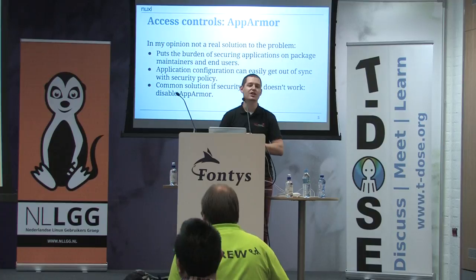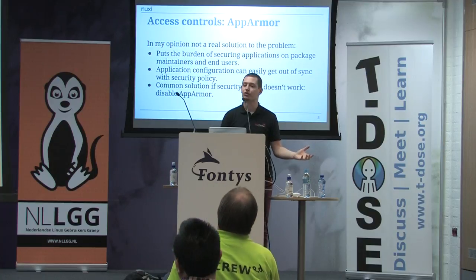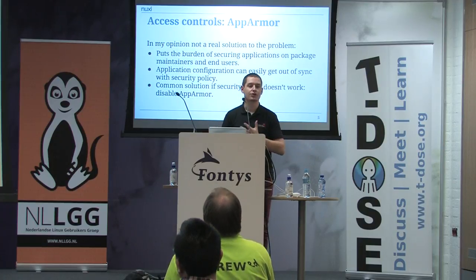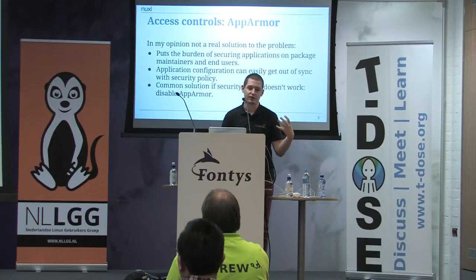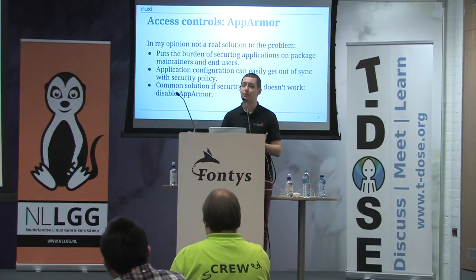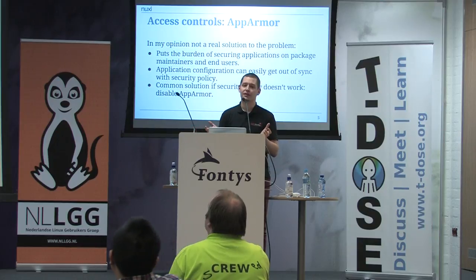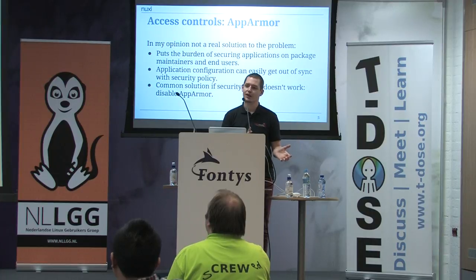So you typically see that distros come up with their own AppArmor security policies to harden an application against attacks. But the problem is that those configurations can easily get out of sync with what the user wants out of the process. So if it's a web server, and the user wants to serve data stored in a different document root directory, then the security policy also needs to be adjusted.